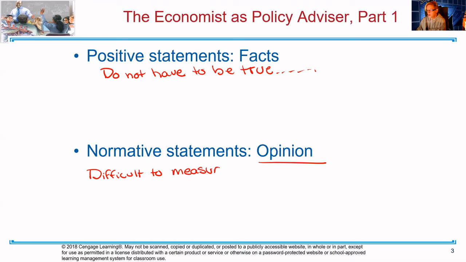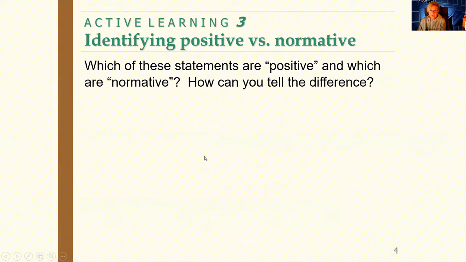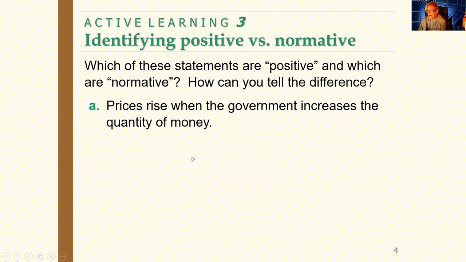Okay, so let's try our hand at a few of these. You decide if they're positive or normative. Prices rise when the government increases the quantity of money. Can you measure prices? Sure. Rise means go up, right? Government increases. Can you measure increase? Sure. Quantity of money. So which one do you think it is? Positive or normative? If you answered positive, you are correct.